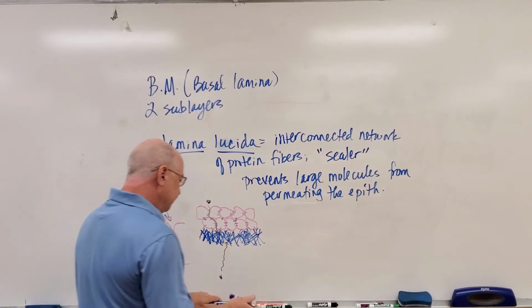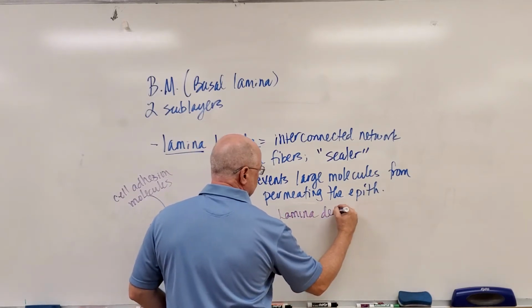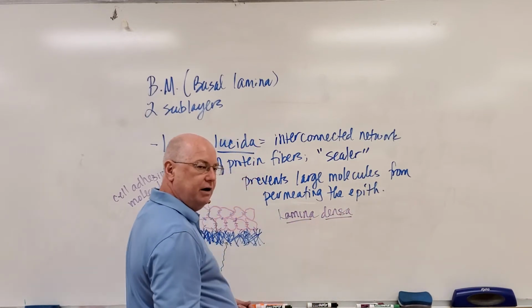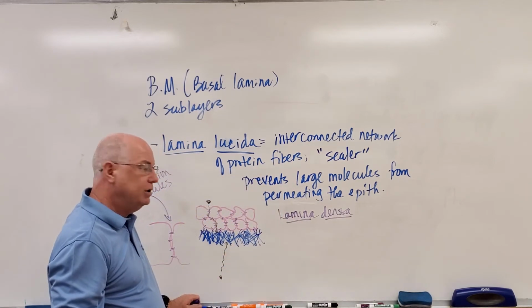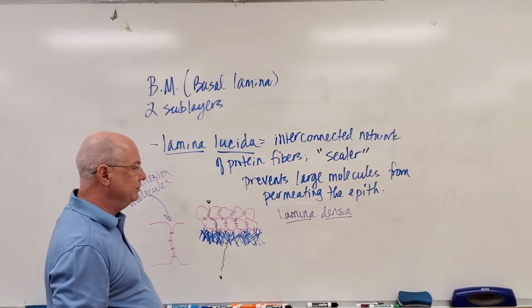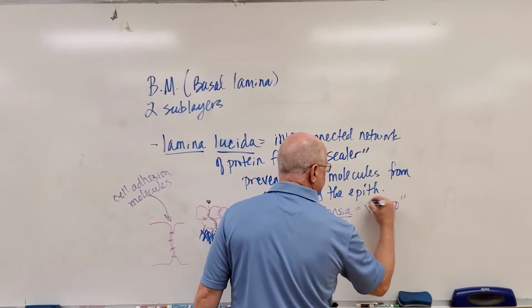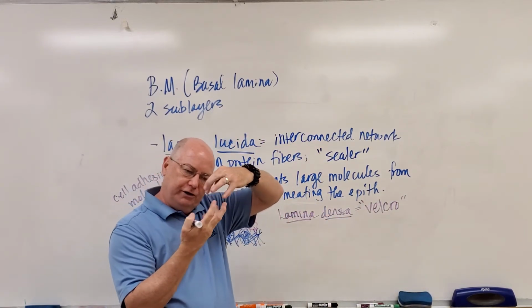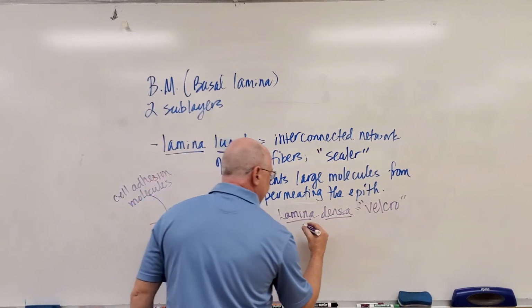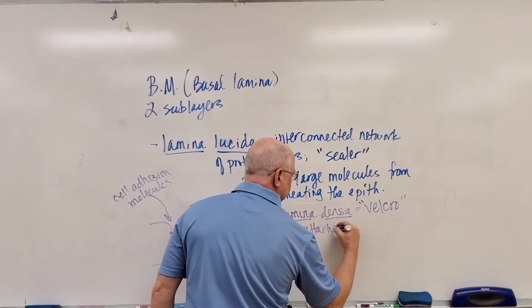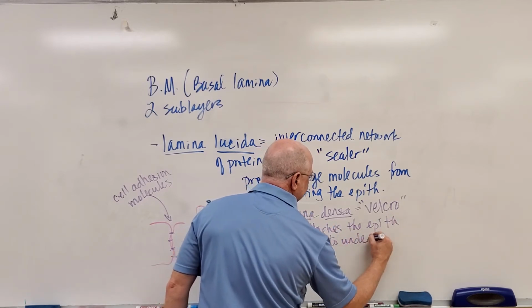Now, the second layer of the basement membrane is called the lamina densa. Dense means thick, and it's a much thicker layer. It is also an interconnected network of protein fibers. Both of these layers are protein fibers, but the difference is this: I refer to this as the Velcro of the body. If you've ever ripped Velcro apart, you see all the little hooks and pieces that interconnect and hold things together for attachment. And this sort of attaches the epithelium to the underlying connective tissue.